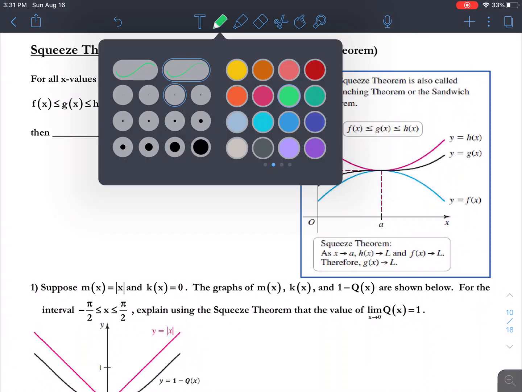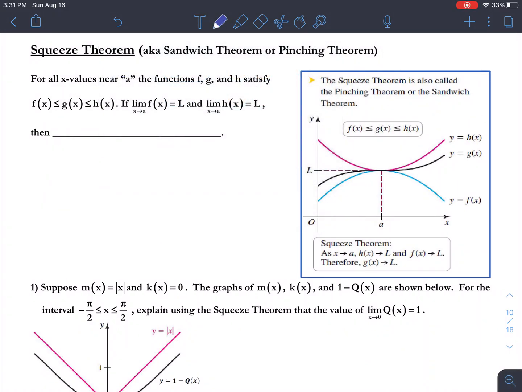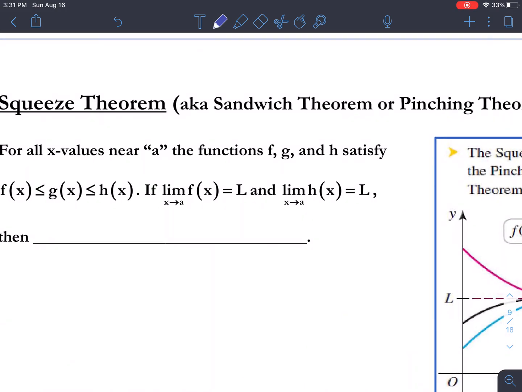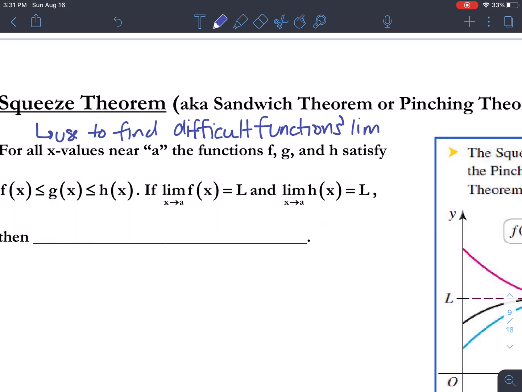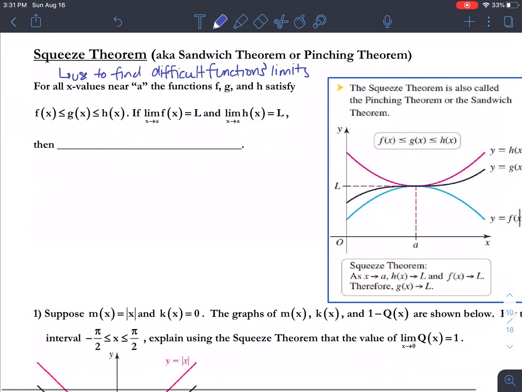Hey everyone, so today we're going to talk about the squeeze theorem, which is sometimes called the sandwich theorem or the pinching theorem. What we're going to use this for is to find limits of difficult functions. Perhaps we can use this as a tool. If we have some function whose limit is not easy to find, we can use other functions near it or around it, specifically above and below, to help us find the limit for that function.